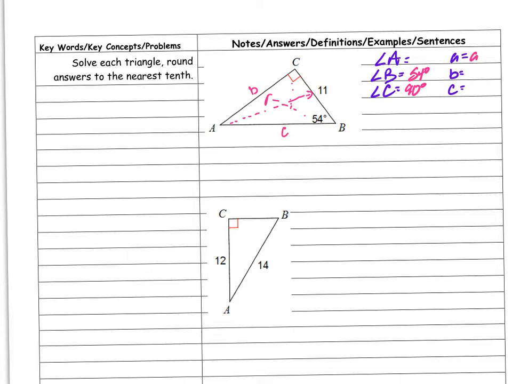The easiest thing to find first would be angle A because I know two of the three angles. So that's pretty easy. I'm going to start at 180 and subtract 90 and get 90. And then I'm going to subtract 54 and I get 36. So angle A is 36 degrees. Okay, now for the harder part. I need to find the sides.